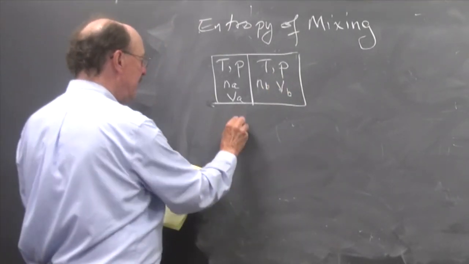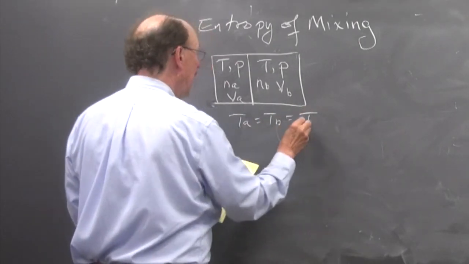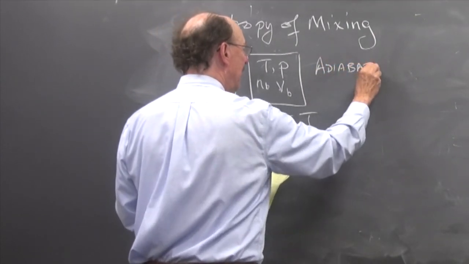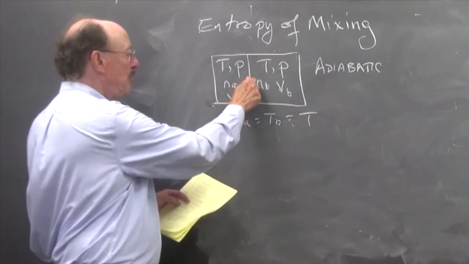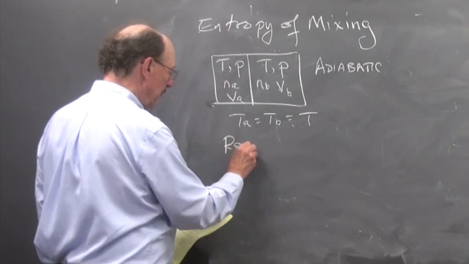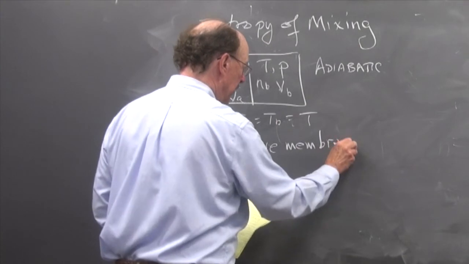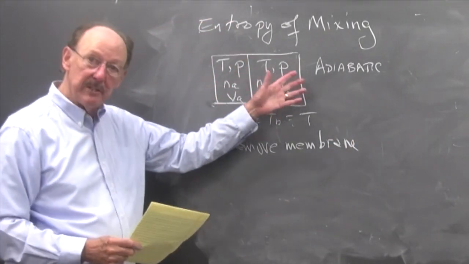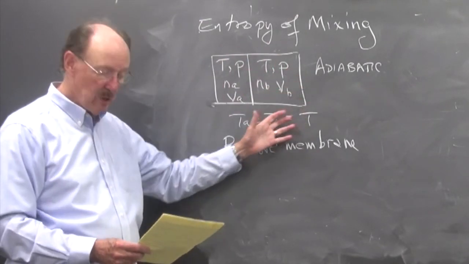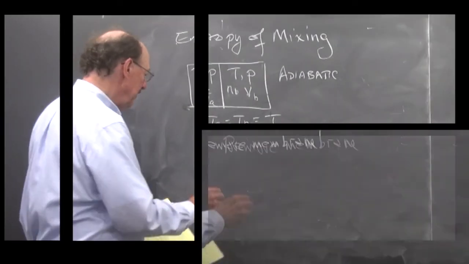And we're going to let TA equal TB equal T, and we're going to let this be adiabatic, so there's no heat transfer going on, so there's no heat or work. So if I remove this membrane, what's going to happen? If I remove the membrane, then the A is going to go over here, and the B is going to go over here, and we have all this stuff mixing around. So I can find the change of entropy for A and B.